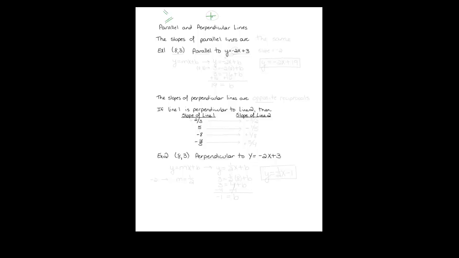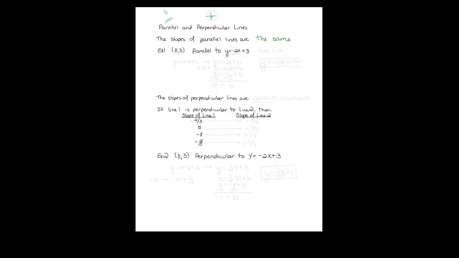So knowing this, down here we're asked, the slopes of parallel lines are what? Now if you think about it, parallel lines will never ever intersect. They will never ever cross. Their slopes are exactly the same. By definition, parallel lines have the same slope. Now we're going to need this information in example 1.